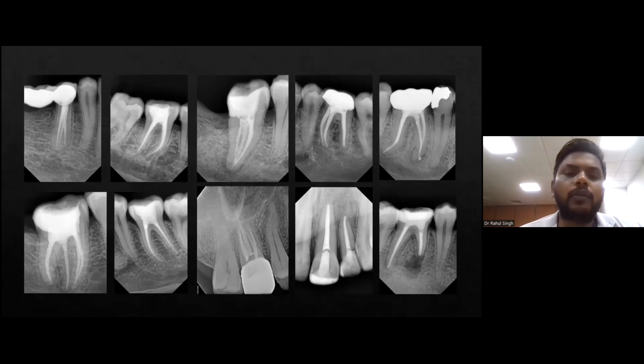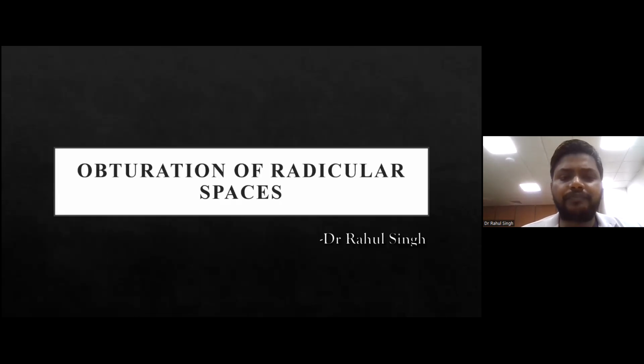Both the seals, that is coronal and apical seal, are important when you do an obturation. Coronal seal means either you do a provisional restoration or a definitive restoration. It should be really effective and should not allow any percolation of any microorganism. And the apical seal is also needful. So here we begin our topic, that is obturation of radicular spaces.